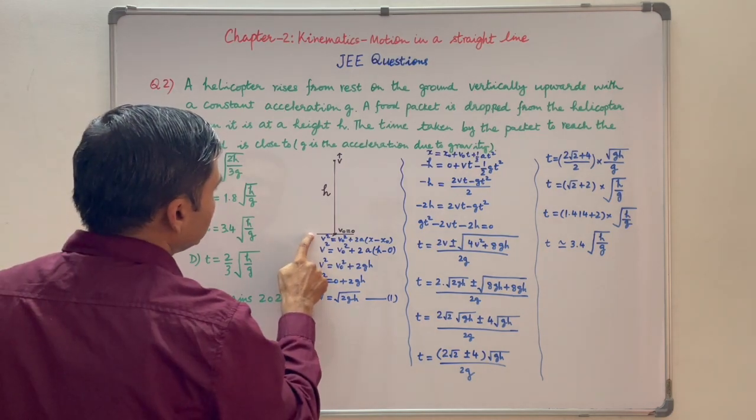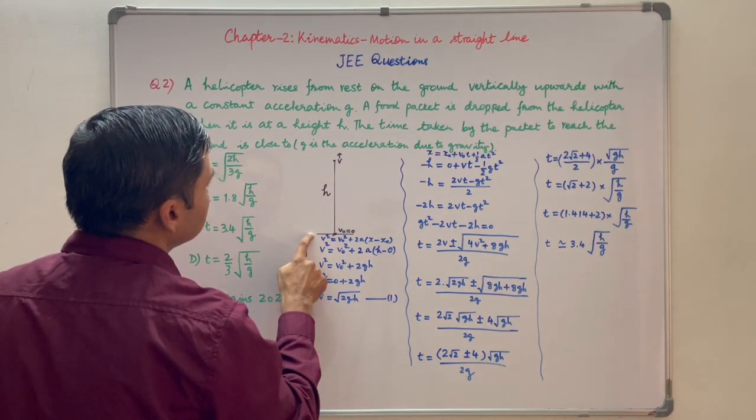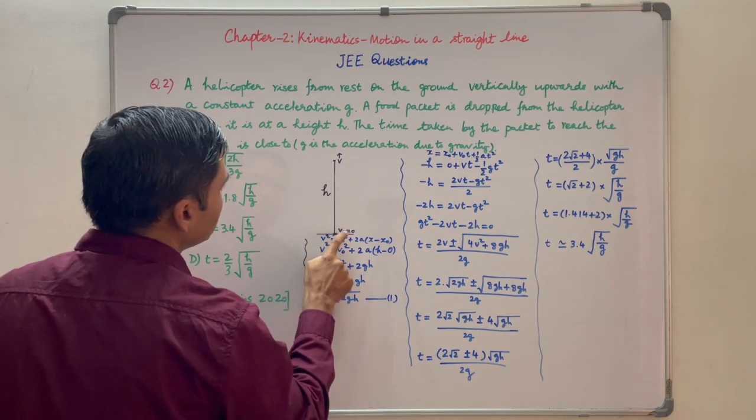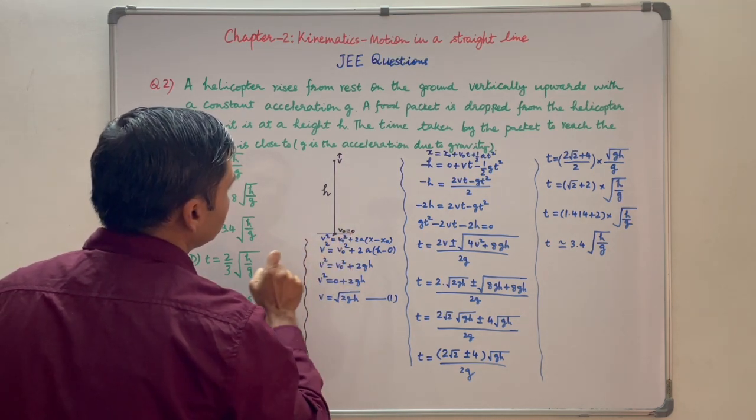Suppose the helicopter starts from the ground at t is equal to 0. So v0 is equal to 0 and x0 is also 0.